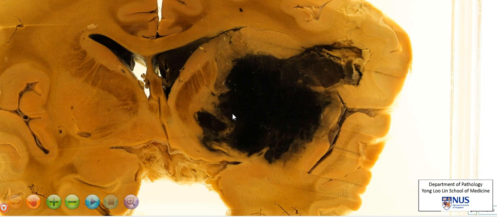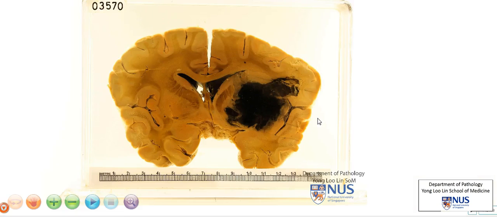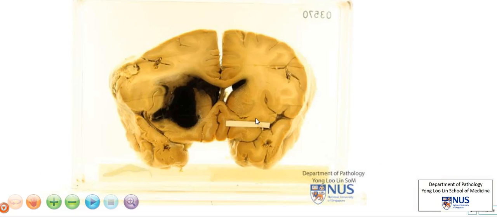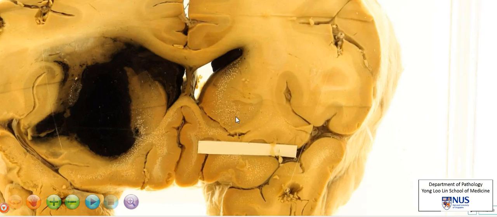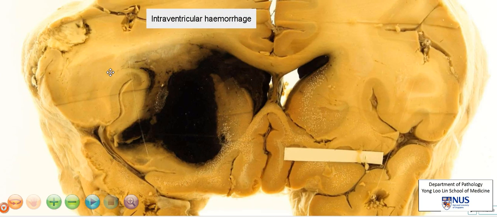For example, it can give rise to aneurysms within the small vessels, often in the region of the basal ganglia, as we see here, and those are called Charcot-Bouchard aneurysms. Those can rupture and give rise to intracerebral hemorrhage. Let's take a look at the opposite surface, and if we look here and zoom in, we can actually see that this area of hemorrhage has extended into the lateral ventricle. So this is not only intracerebral hemorrhage, this is also intraventricular hemorrhage.